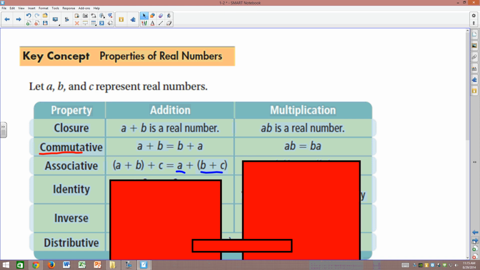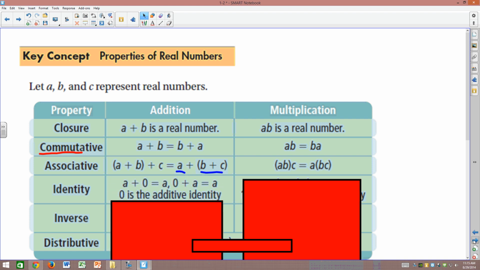So associative is the letters are in the same order, but the parentheses move. Yeah, so just think about what's grouped together. Right. It's going to be the same thing for multiplication. So first one was associative property of addition. Next one was multiplication. All right, these are the ones that I seem to have trouble with.